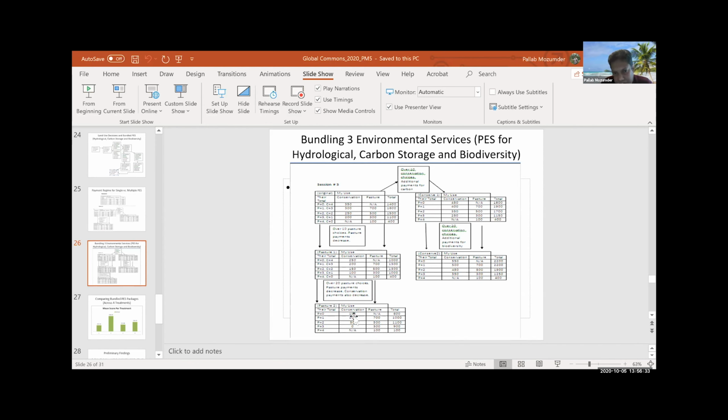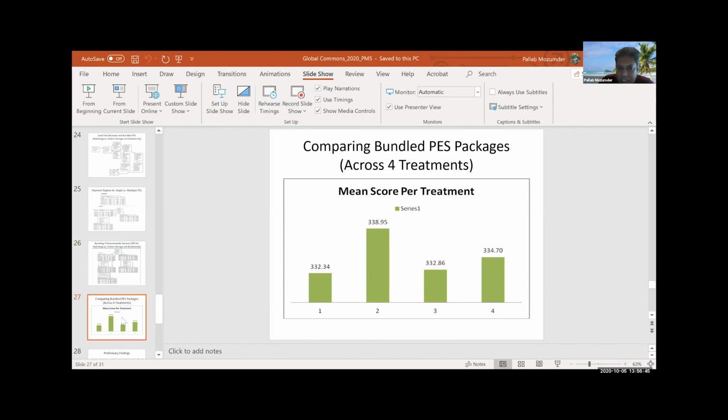Are they always trying to instantly maximize their profit, or are they trying to bundle, because 550 is a lot more than 350? They are trying to bundle everything together and so on. We try to compare which treatment gives the maximum score per treatment. The number one is just the treatment one: no bond, just a payment for hydrological service.